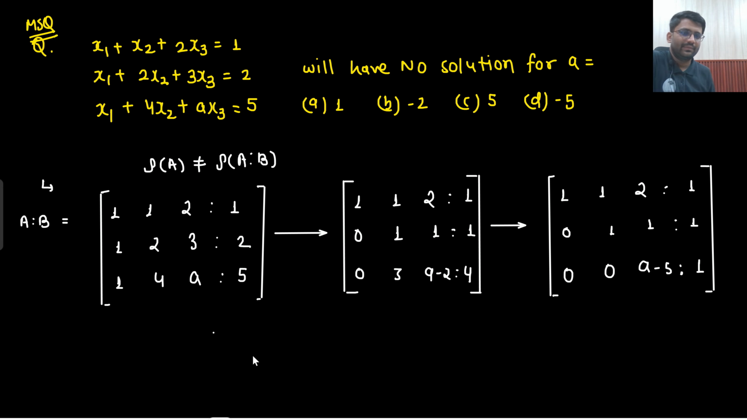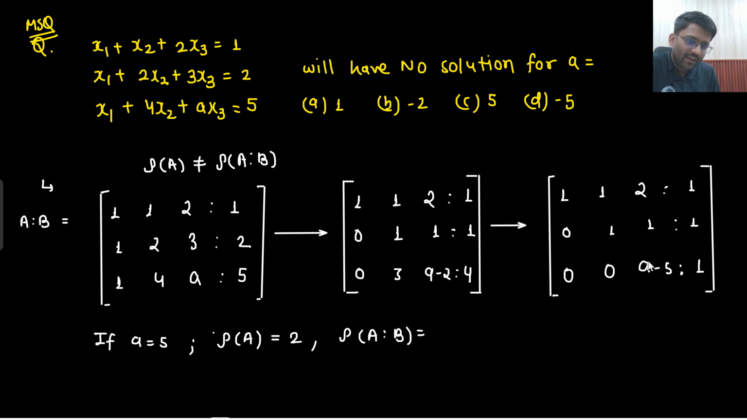I want no solution. If A equals 5, then what will happen? What will be the rank of A? If A is equal to 5, then rank of A will become 2. And what will be the rank of A augmented B? Even if this is 0, for A augmented B there are 3 non-zero rows. 0, 0, 0, 1. This is also a non-zero row. Right? So there will be 3 non-zero rows. So from here, what do you get? Both are not equal. So the value of A is 5.